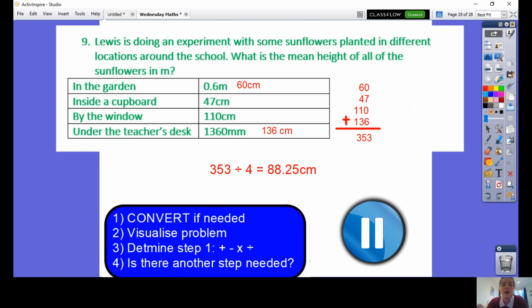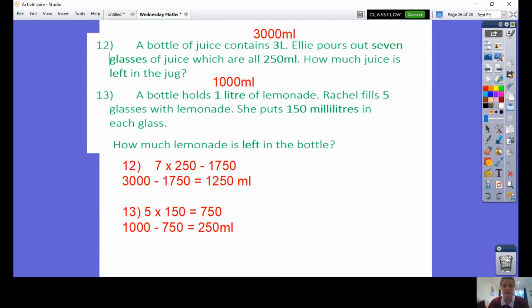Okay, Lewis's experiment. First, you needed to convert these units of measurements into centimetres. Then you have to add them all up to get 353 and divide that by 4, leaving you 88.25 centimetres. This one you leave as a decimal because your mean can be a decimal number. If you'd rounded it down to 88 centimetres, for now I'll let you mark that correctly, but next time remember the mean can be a decimal.